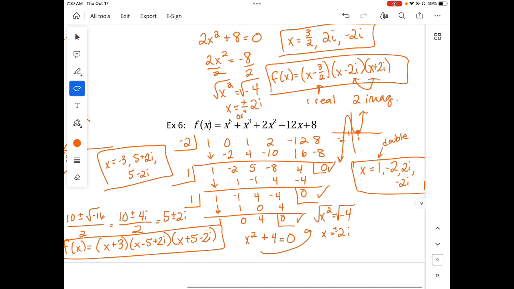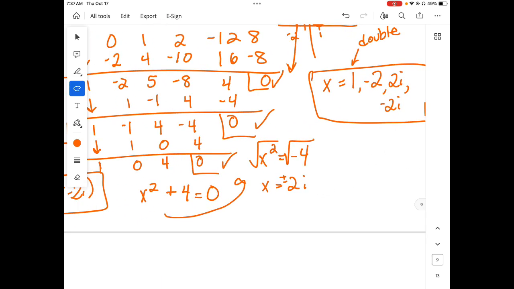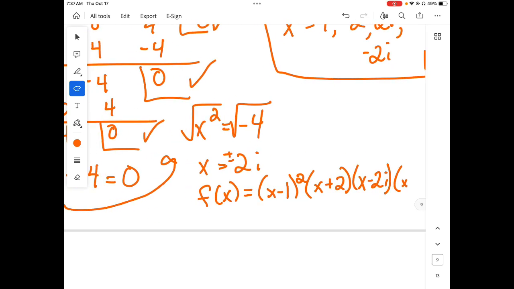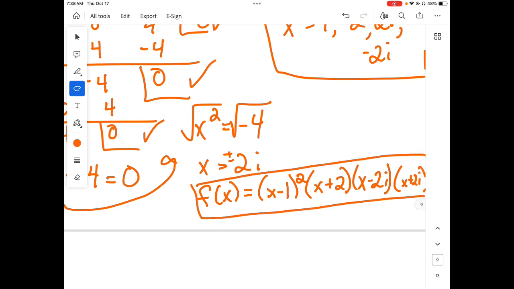So then we have to write our equation. So f of x equals x minus 1 squared, because it's a double, x plus 2, x minus 2i, and x plus 2i. Okay, that is it for our notes today.